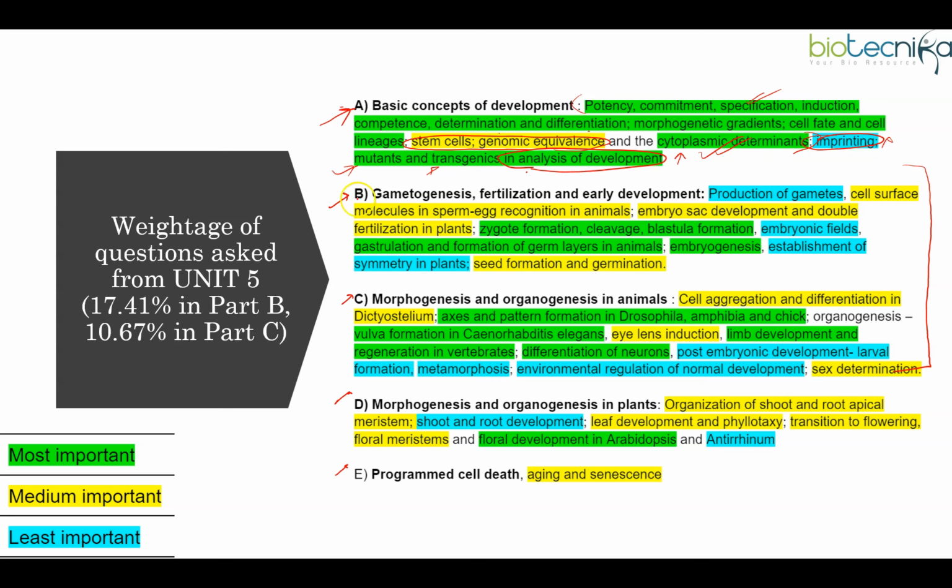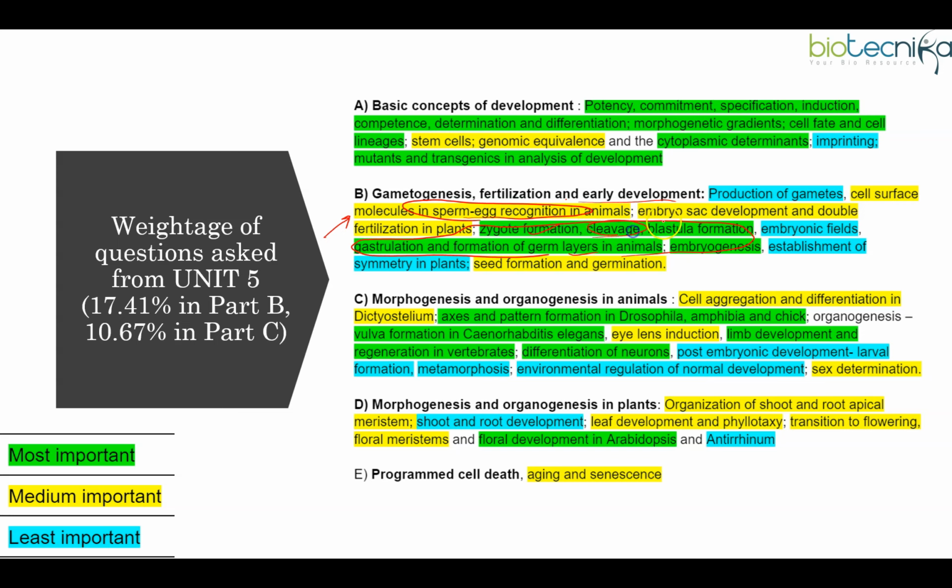Okay. Then we have subunit B, which is Gametogenesis, fertilization and early development. Here the most important parts are the cleavage divisions. First of all, the zygote formation. In that also fertilization is important, where we have medium importance, where sperm-egg recognition in mammals is asked, and different concepts based on that, I will come into detail.